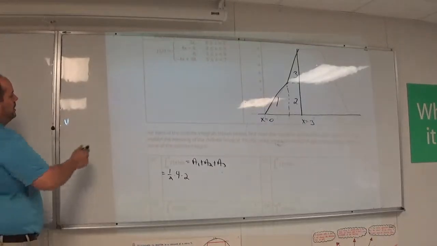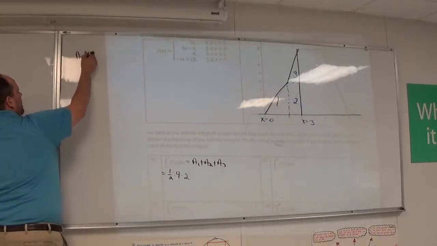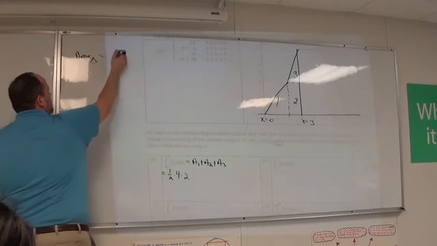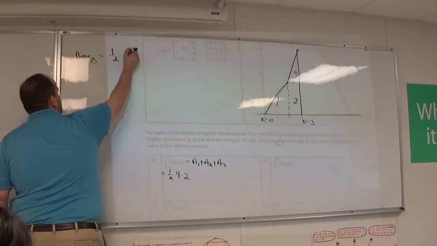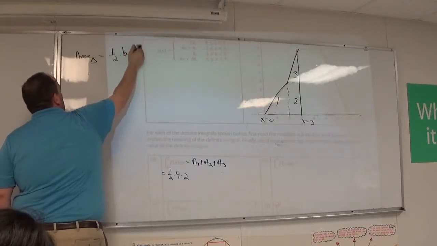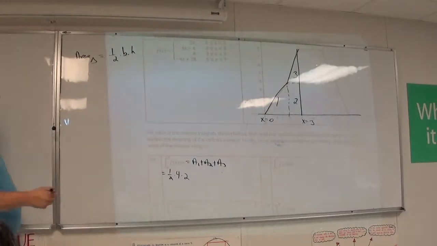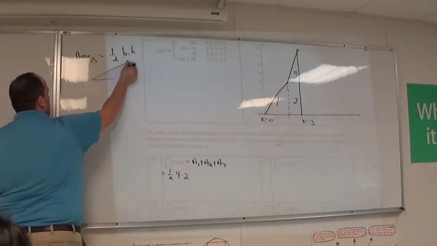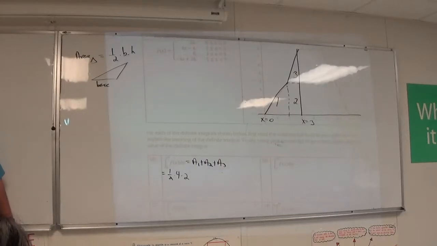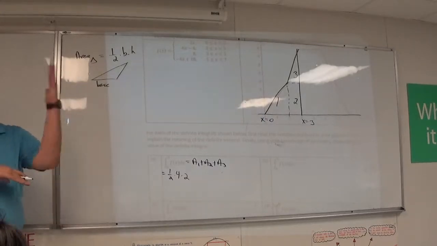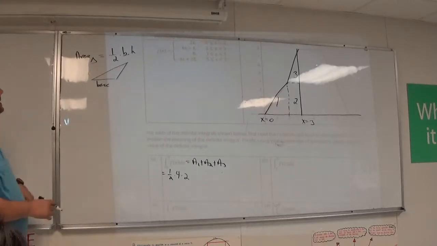Because the equation for finding the area of a triangle is 1/2 base times height. Whenever you draw a triangle, however it looks, there's a really important thing about the base and the height. There's a relationship between the base and the height. They have to be perpendicular.